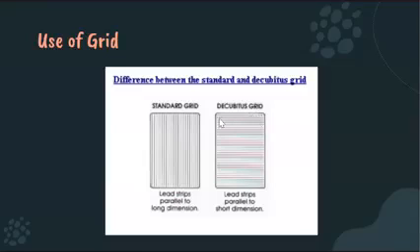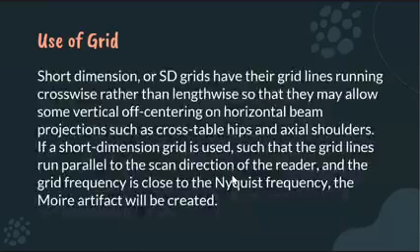The decubitus grid runs crosswise. Okay? Its lead strips are short. So what happens when we use short dimension grids, or SD grids, on CR?